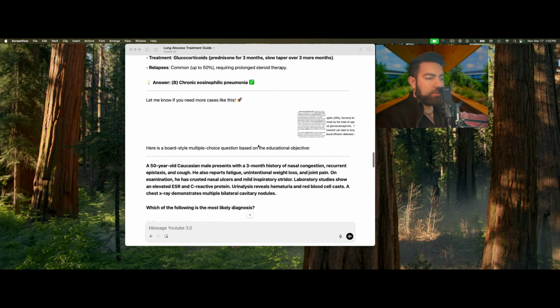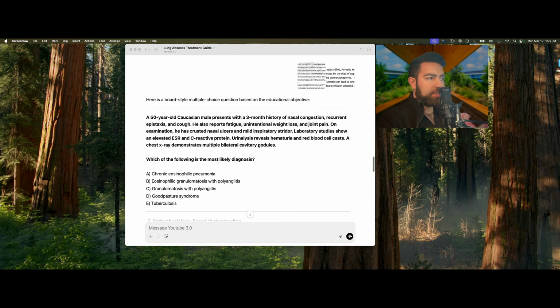And moving on to the next question. So this is a 50-year-old Caucasian male, okay, with a 3-month history of nasal congestion, recurrent epistaxis, and cough. He also reports fatigue, unintentional weight loss, and joint pain.